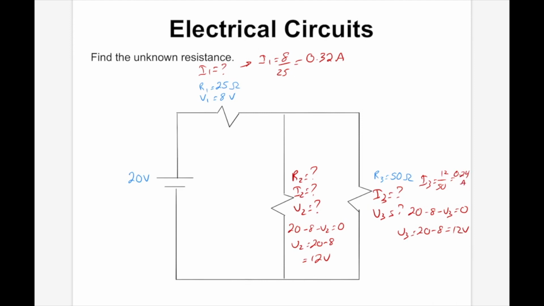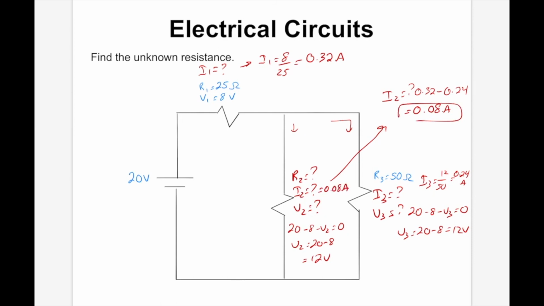Now we can solve for I2. I2 is our question. We know that I1 is equal to 0.32. We know that 0.24 went to branch 3. The rest of it must have gone to I2. So I2 must equal I1, which is 0.32, minus I3, which is 0.24. So 0.32 minus 0.24 is equal to 0.08 amps. So now we're almost done.